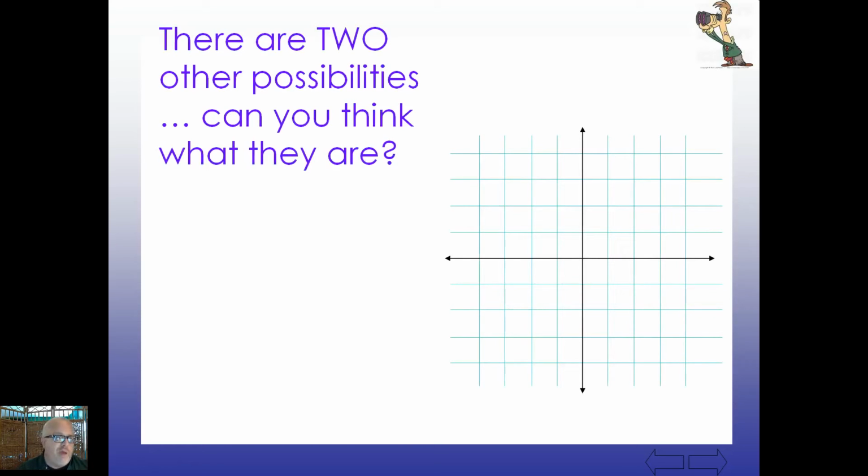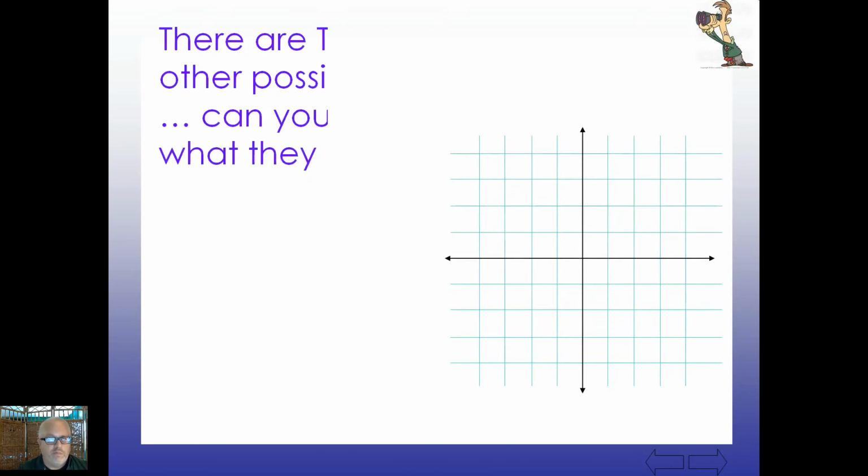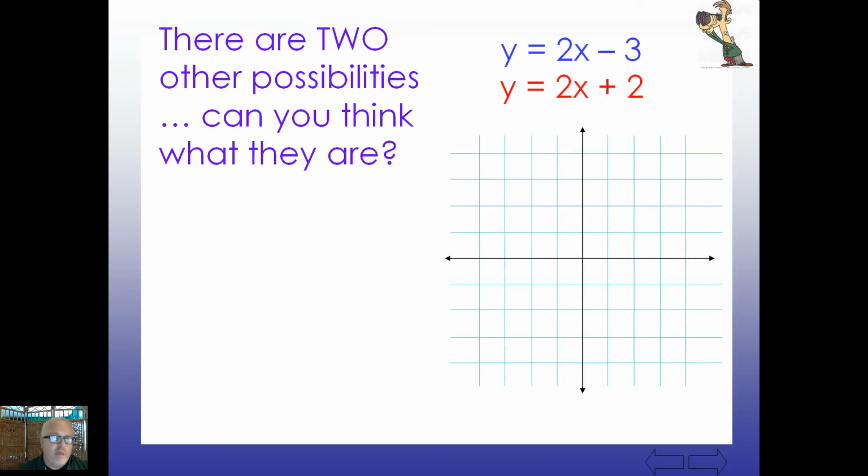Now, there are two other possibilities. We have two lines that cross, but what are the other two possibilities when drawing in a two-dimensional plane? So, let's see. What if we had something like this? y = 2x - 3 and y = 2x + 2. Now notice what happens here.